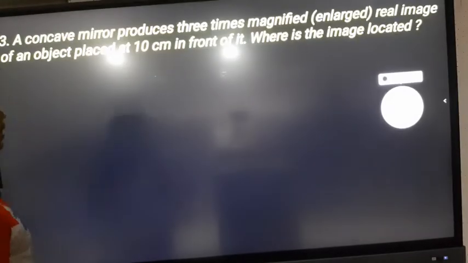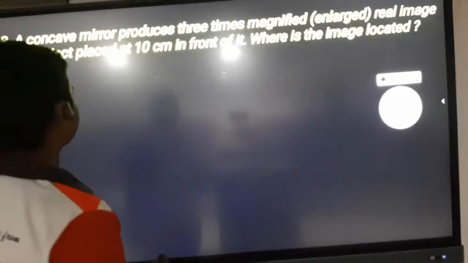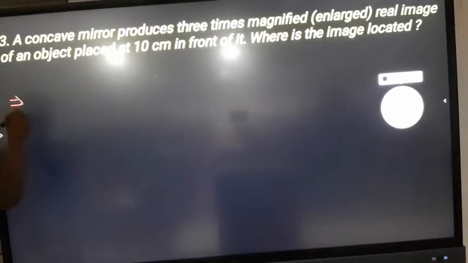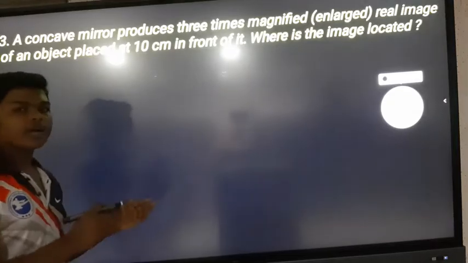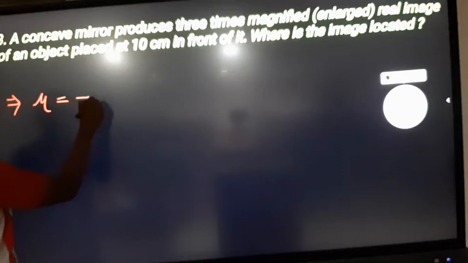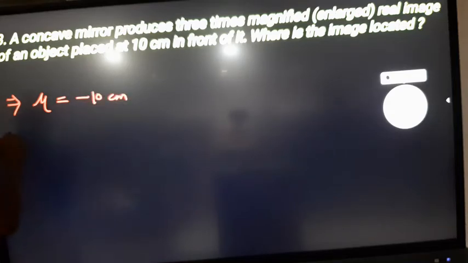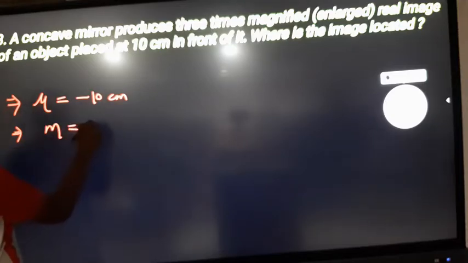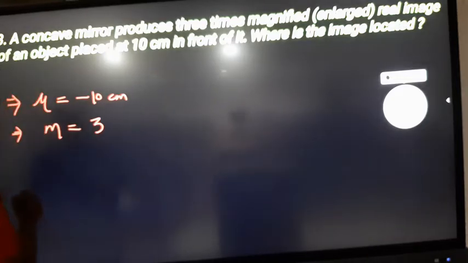The next question: a concave mirror produces a 3 times magnified, that is enlarged, real image of an object placed at 10 cm in front of it. Where is the image located? In a concave mirror the object is placed in front of the mirror, so the object distance will always be negative. So object distance u equals minus 10 cm. Next, 3 times magnified, so magnification equals 3. Then it asks where the image is located, so we have to find v.